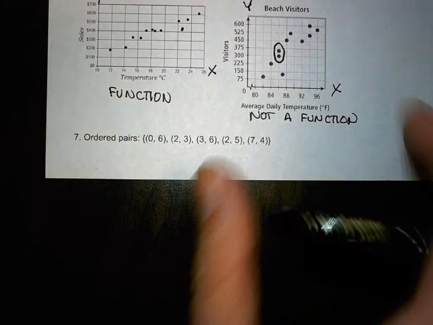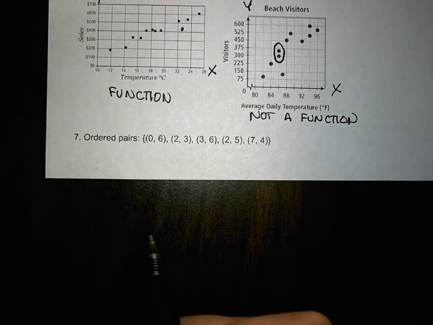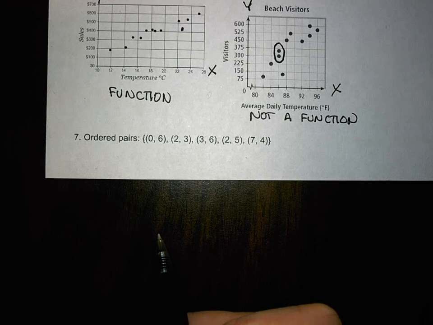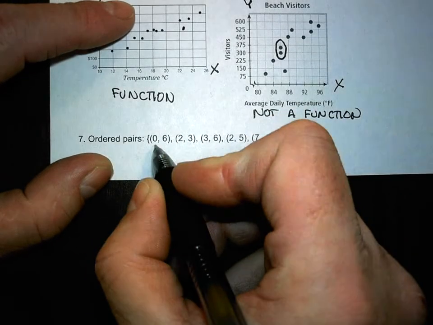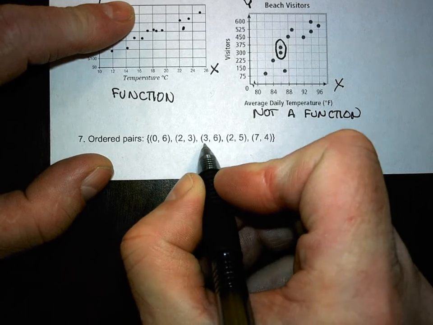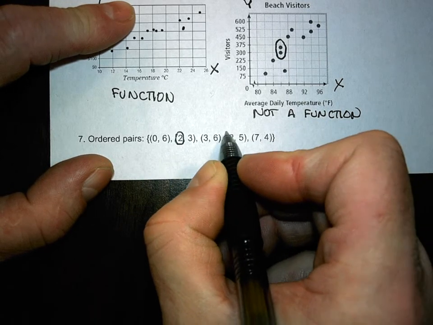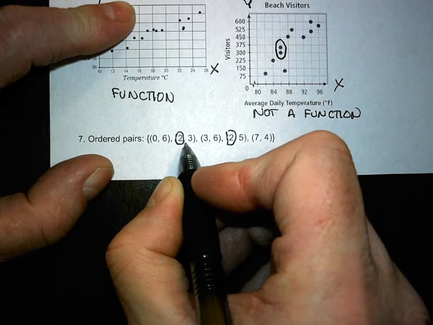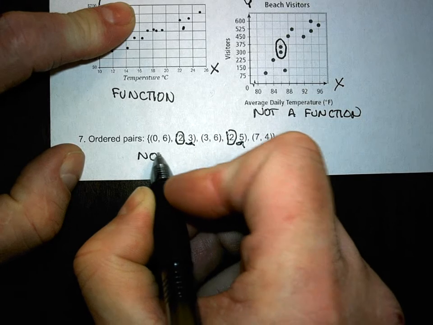So when I look at ordered pairs, what am I really looking for to decide if it's a function? The input being the same. I'm looking for two inputs that are exactly the same. You are correct. So let's look through. I got a 0 input because the input is x, right? I got a 2 input. I got a 3 input. I got a 2 input. Hey, there's two 2's, right? Do they have the same output? No. So what does that tell you? Not a function.